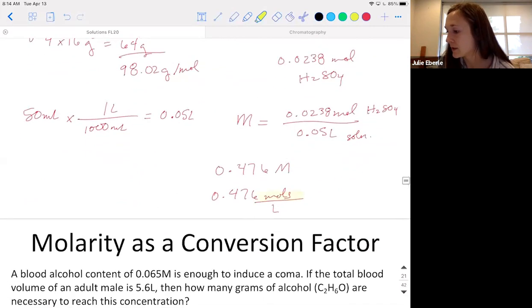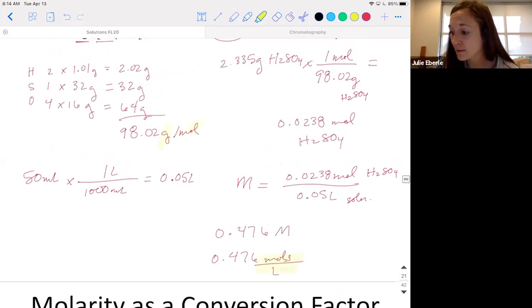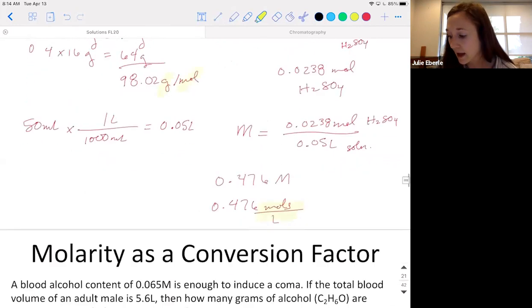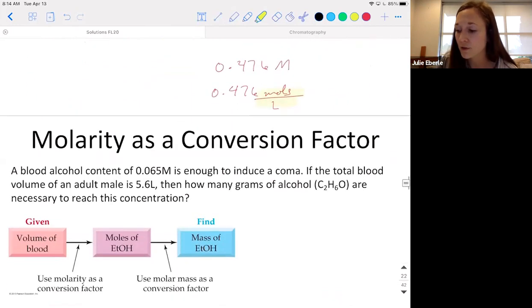But I want to go back to this right here, expressing these units like this. Molarity is a relationship between moles and liters, just the same way that molar mass is a relationship between grams and moles. Okay, it's relating 2 different units. And because of that, what we can always do with units like this is use them as a conversion factor.